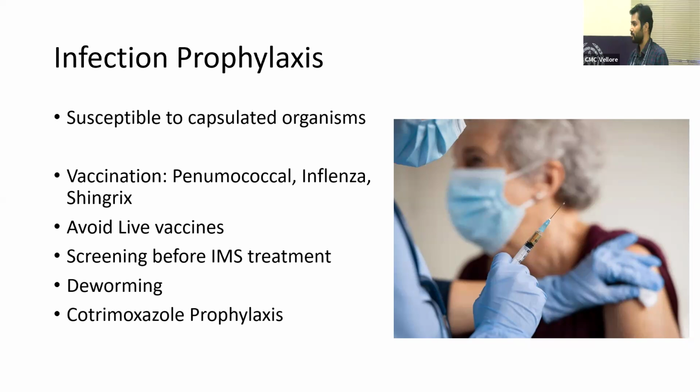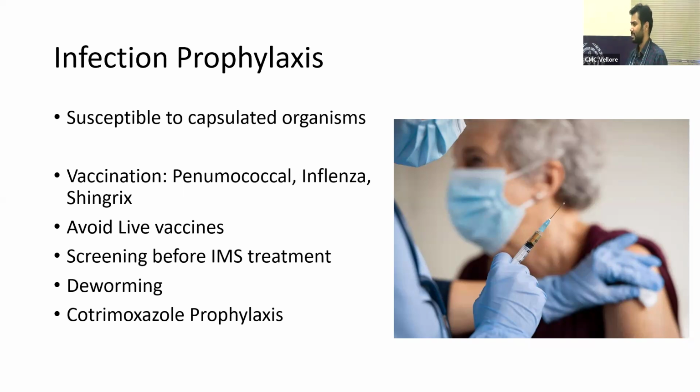As per KDIGO, it is recommended to give vaccination: pneumococcal vaccine, influenza vaccine, and strictly inactivated, killed vaccines. You should not give live vaccines, because most of these patients are going to start immunosuppression, which may precipitate vaccine-related complications. Before starting any immunosuppression, you have to screen the patient completely. If the patient has any evidence of TB or any other infection, you have to rule out the infection first, because if you start immunosuppressive medication, that will cause relapse or worsening of the infection.